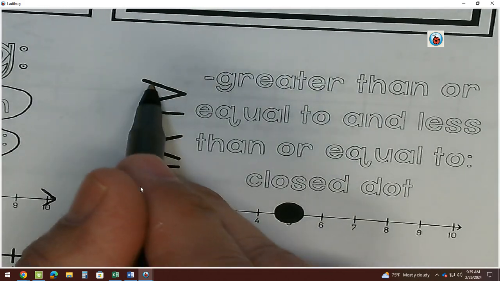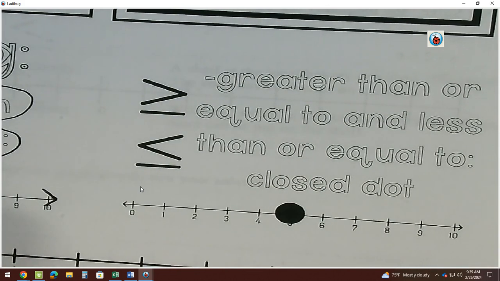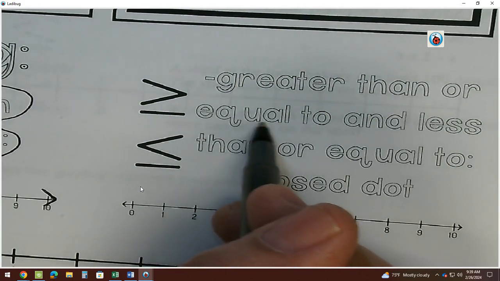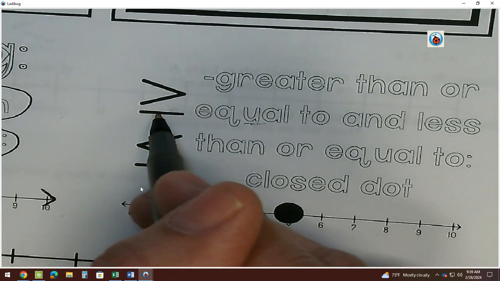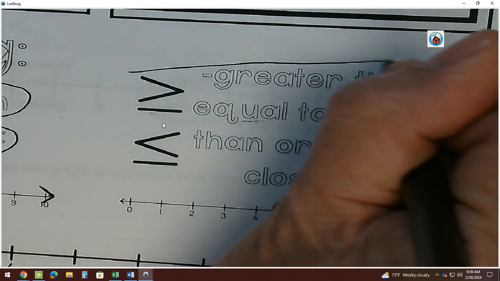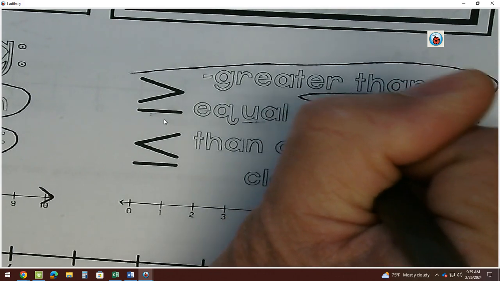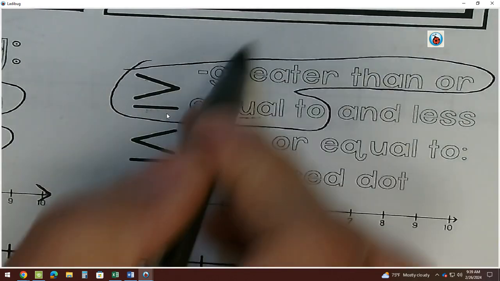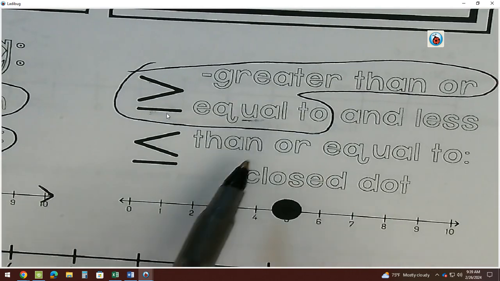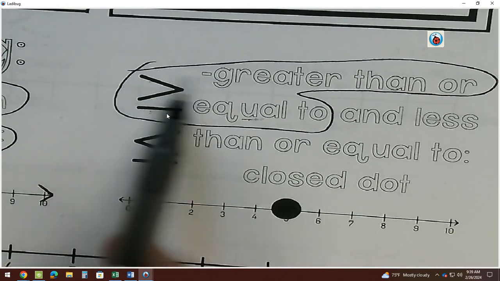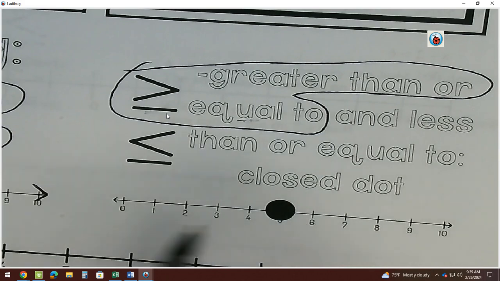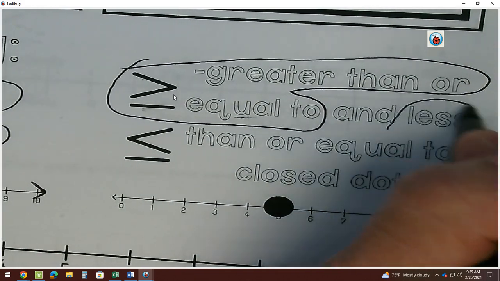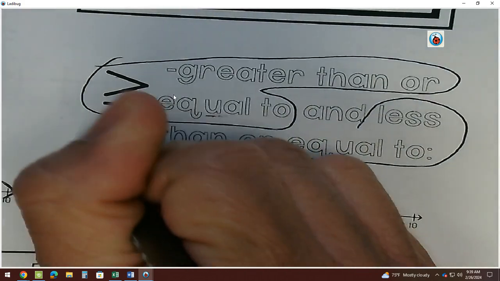Now this symbol is called a greater than. It's still the same one like the one on the left side, but it's the greater than or what? Equal, because it has that line on the bottom. So this symbol is called the greater than or equal to symbol. So box, like circle around that, so you can see that they belong together. So this one is called a greater than or equal to symbol. And this one will be called the less than or equal to symbol.